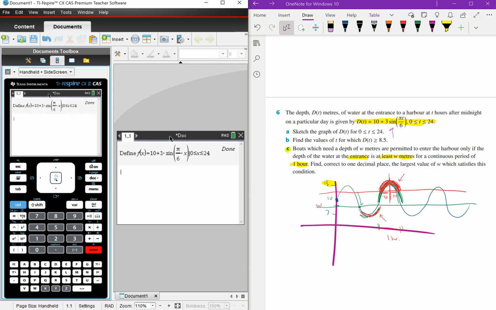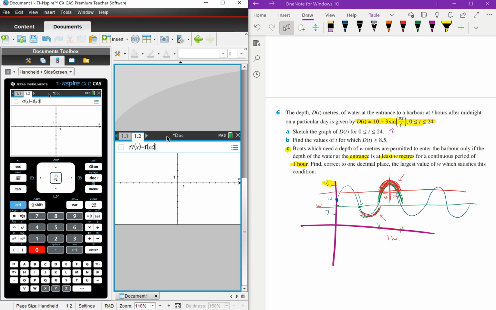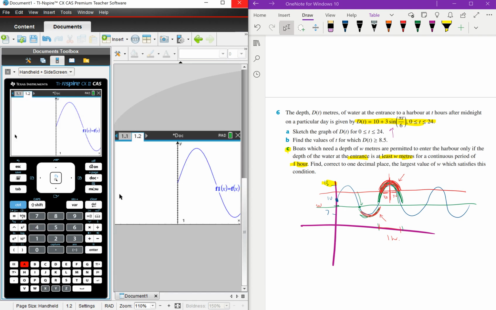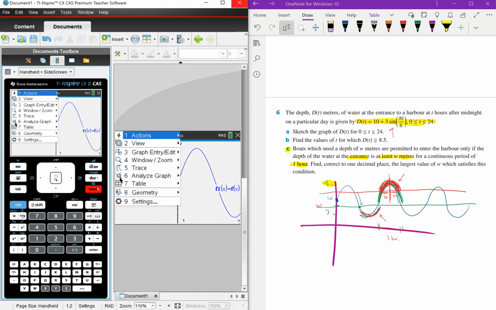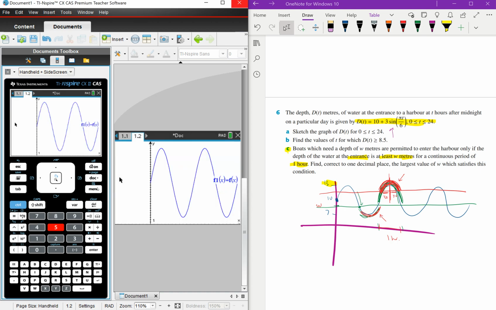Okay, so when I sketch this, let's do f of x. Delete. Let's do it again. F of x, can't see it. Menu for A. There it is. I'm going to adjust it horizontally. So menu for 1, maximum, say 25. Now I can see the graph.